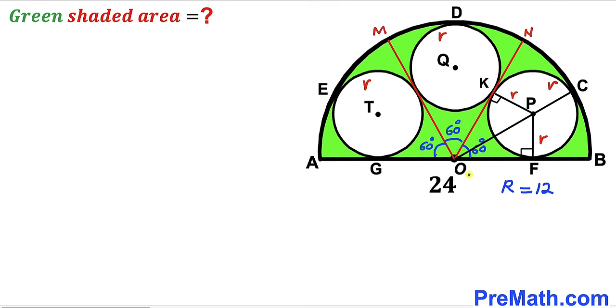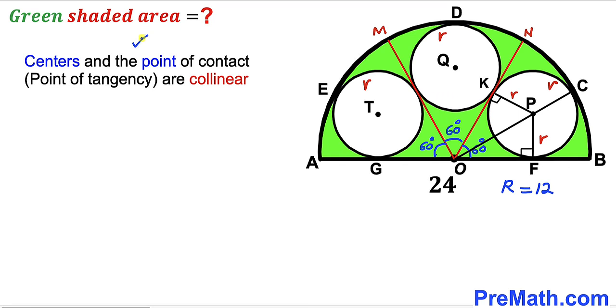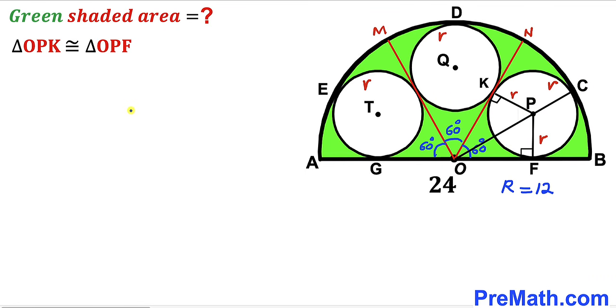In this next step, I have connected this center O with this point of tangency C. Now let's recall this crucial fact: the centers and the points of tangency are collinear. So no wonder these points O, P and C lie on the very same line. Now let's make an observation. We can see the triangle OPK is congruent to the other triangle OPF. Both of them are congruent triangles.